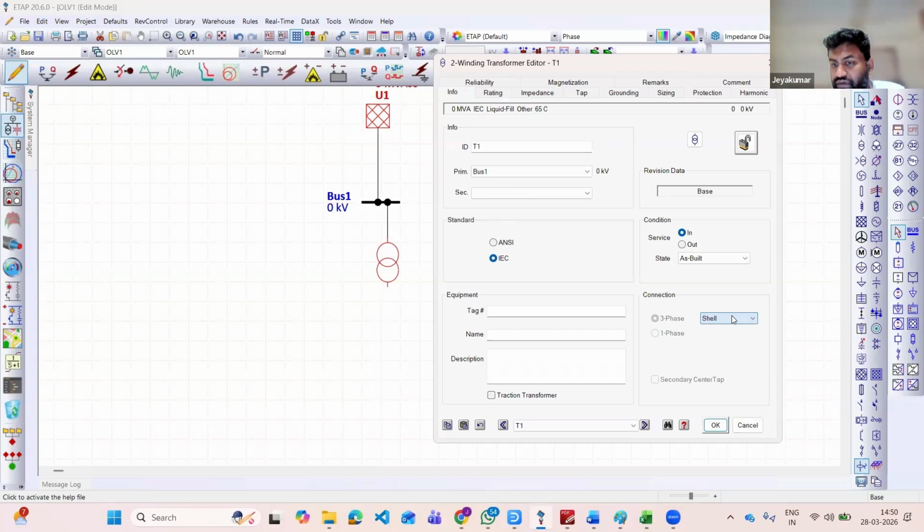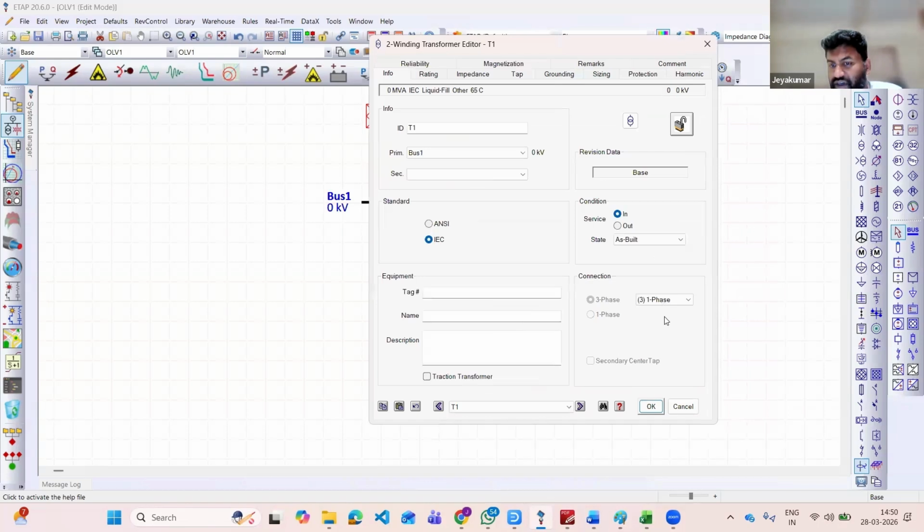Single phase connections will also come. Just give me a moment. Single phase connection you can also do. Okay, no problem, we will deal with it a little later.